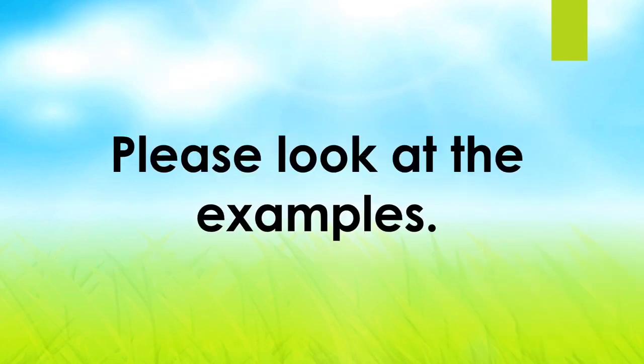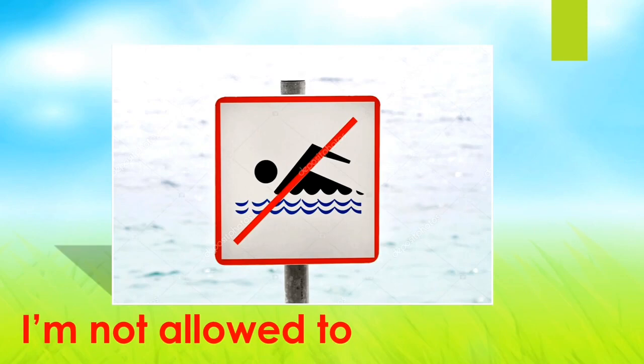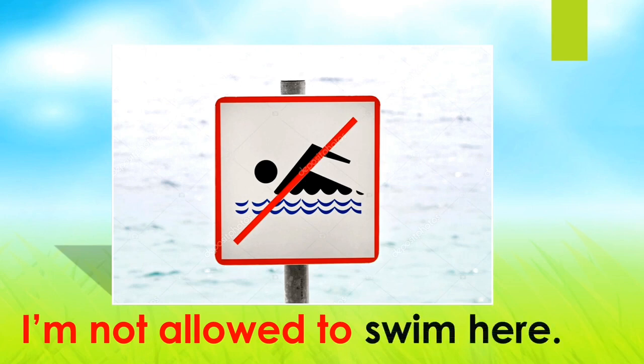Now please look at the examples. Here is our first picture. This sign means you cannot. You are not permitted to swim in the ocean. So we have to say, I am not allowed to, or I'm not allowed to swim here. Again, I'm not allowed to swim here. Or you can say, I am not allowed to swim here.